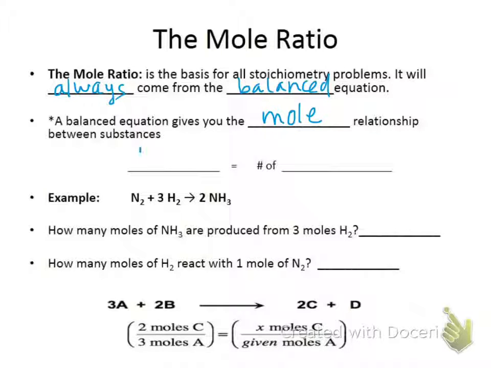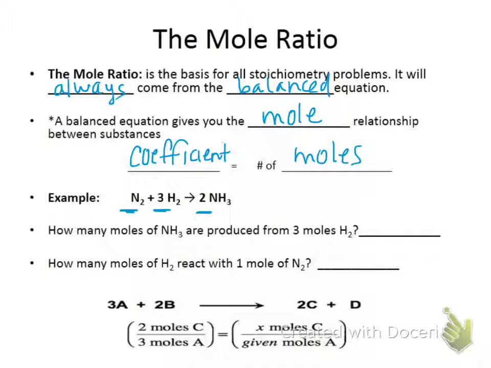Okay, the balanced equation gives you the mole relationship between the substances. So the coefficients, those big numbers we balance with, the coefficients are equal to the number of moles in a problem. Okay, so let's look at this example of the formation of ammonia. Okay, when I look at this, this means there's 1 mole of nitrogen, there are 3 moles of hydrogen, and together when they react, they will form 2 moles of ammonia.